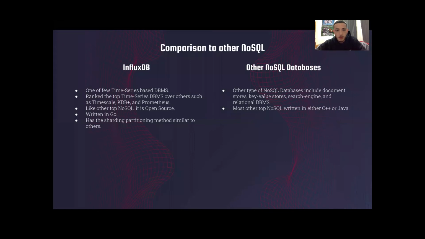And then here we have our comparison to the other NoSQL databases. InfluxDB is one of the few time series based DBMS and is one of the most popular DBMSs compared to others such as Timescale, KDB Plus, and Prometheus. Like other top NoSQL, it is open source. However, unlike other NoSQLs, it is written in Go, while most other top NoSQLs are written in either C++ or Java or one of those more popular programming languages.